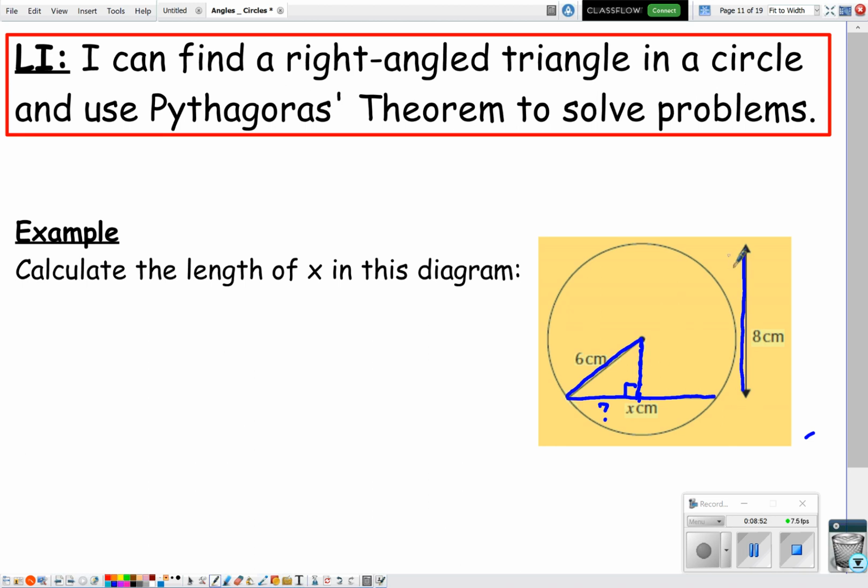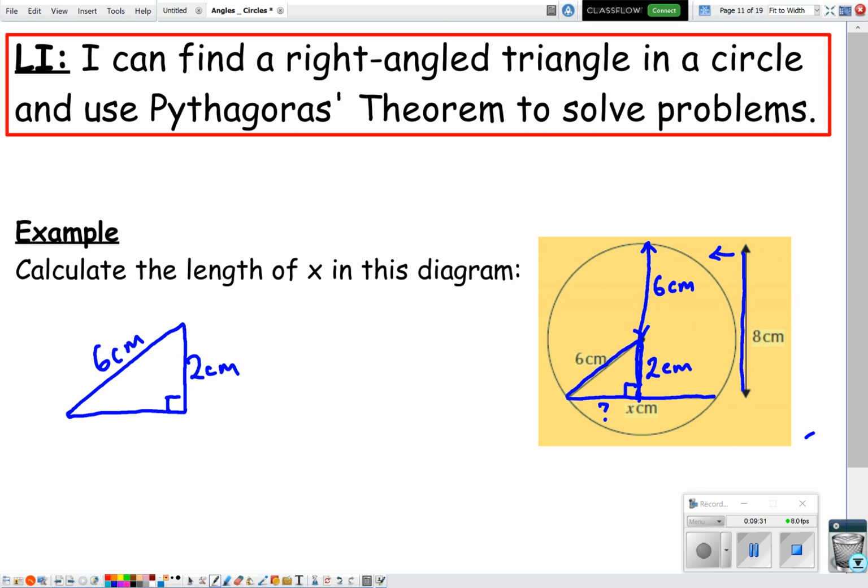Well, if you move that 8 centimeter line over here, then that goes up there like that. But from the center to the circumference is a radius, so that has to be 6, which means the height of the triangle has to be 2. So that 6 and 2 makes the 8 centimeters. So now we've got all the information. Get a separate diagram drawn, get the information written on it, 6 centimeters, 2 centimeters, and we need to find the base length of that triangle.